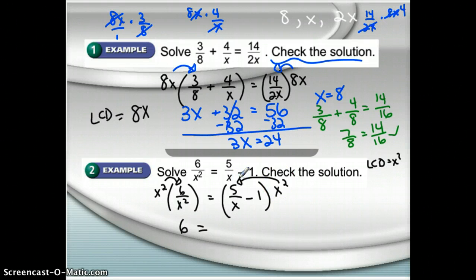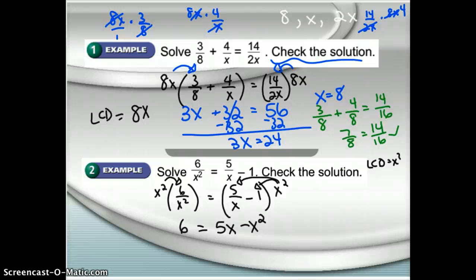If I do x squared times 5 over x, the x will cancel out of the numerator and denominator, and I will just have 5x. X squared times a minus 1, no denominator to cancel out, so that's just going to be minus x squared. When you look at this, it's not just a simple linear equation, it's a quadratic equation.